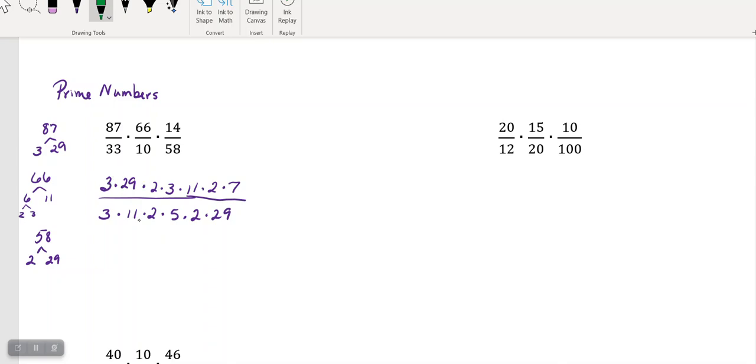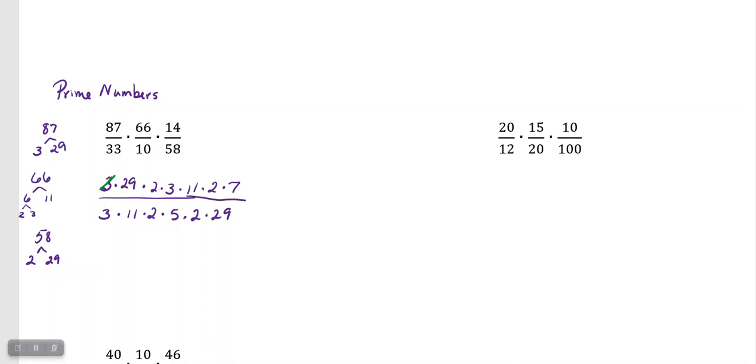So for every number I have on top that matches a number on bottom, I can cancel. I have a 3 on top, we'll cancel 1 3 on bottom. I have a 29 on top that will cancel the 29 on bottom. I have a 2 on top that cancels a 2 on bottom. I have a 3 on top, but I don't have another 3 on bottom. I have 11 on top that'll cancel 11 on bottom. I have a 2 on top that'll cancel this 2 on bottom. And I have a 7 on top that doesn't cancel anything else on the bottom.